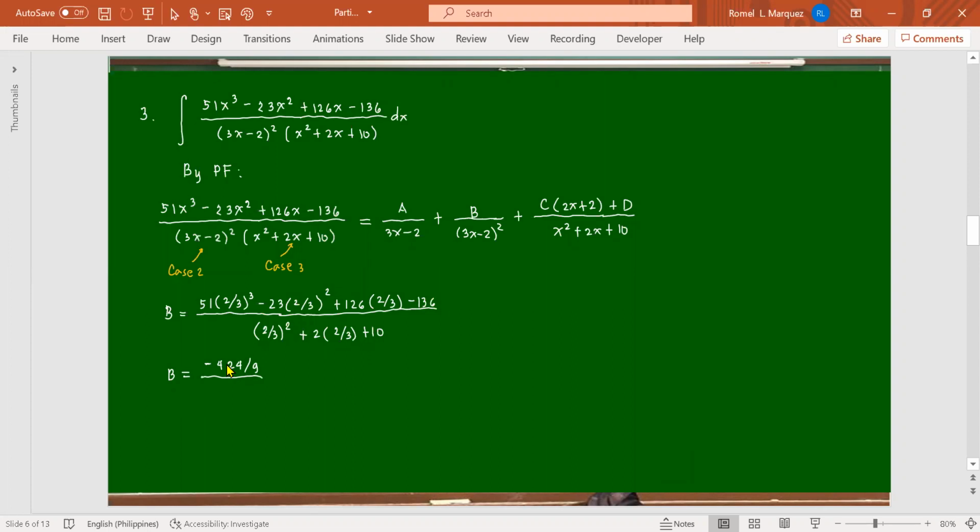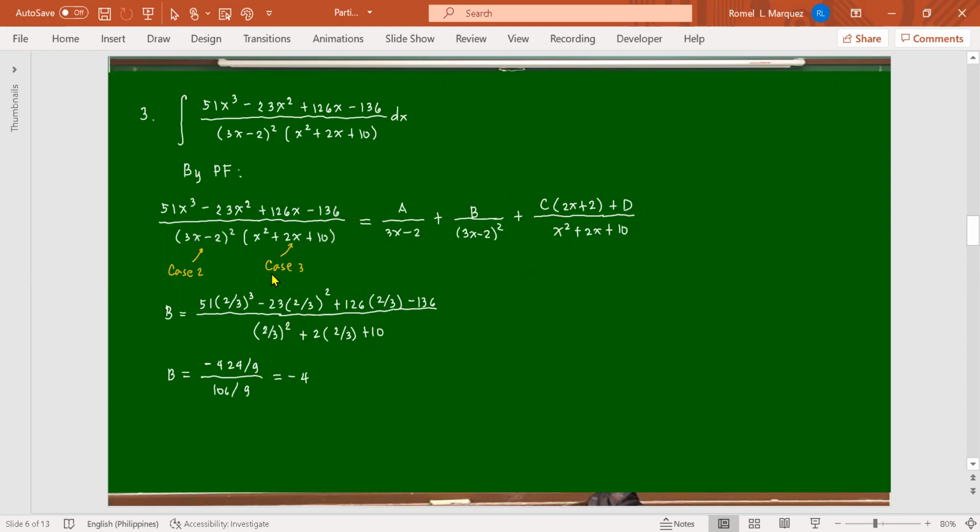2/3 quantity squared, so that is 4 divided by 9, plus 4 divided by 3, plus 10. That is 106 over 9. Negative 24 divided by 106. So 9 is cancelled, so this is negative 4. Okay? So we know already B. So we still have A, C, and D to solve.